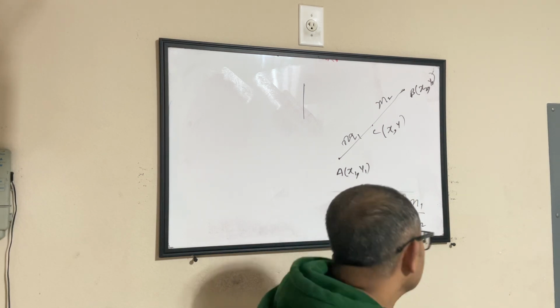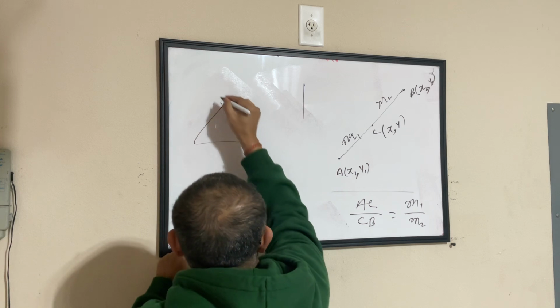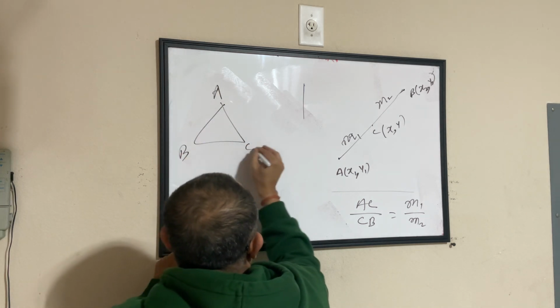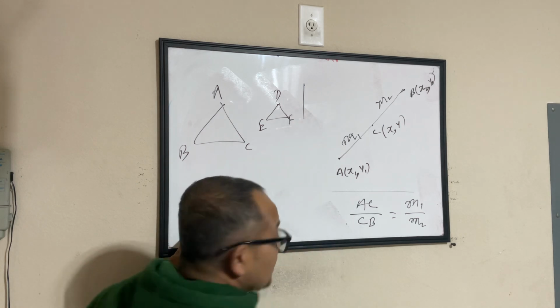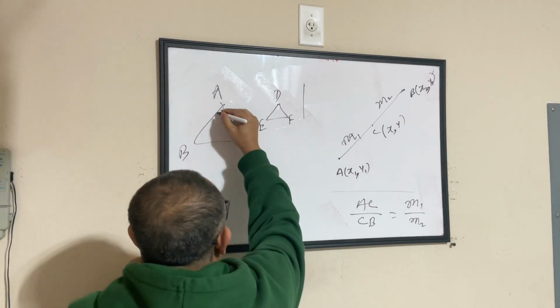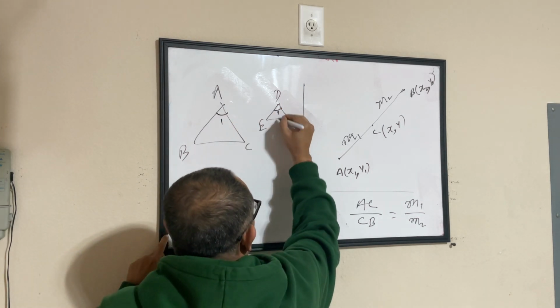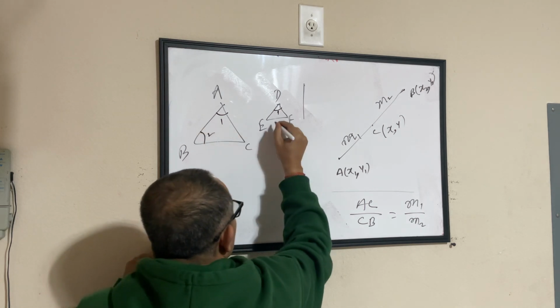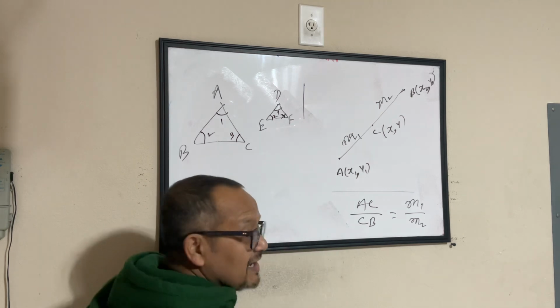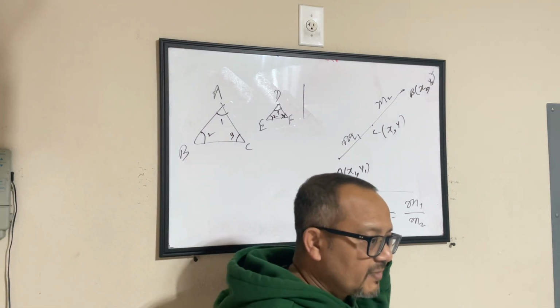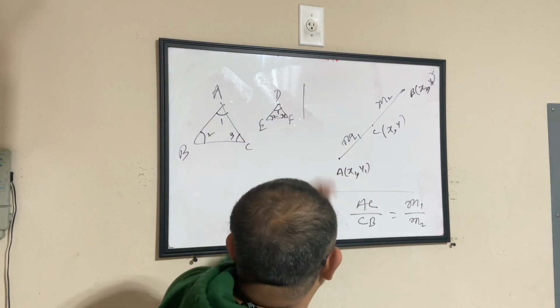If the two triangles are similar, let's say triangle ABC and triangle DEF, that means this angle 1 is also 1, this angle 2 is also 2, and this angle 3 is also 3. Now they are similar. The angles are matching, the sides are not.